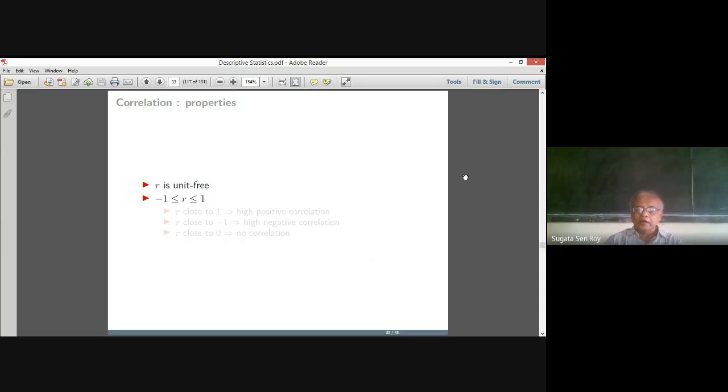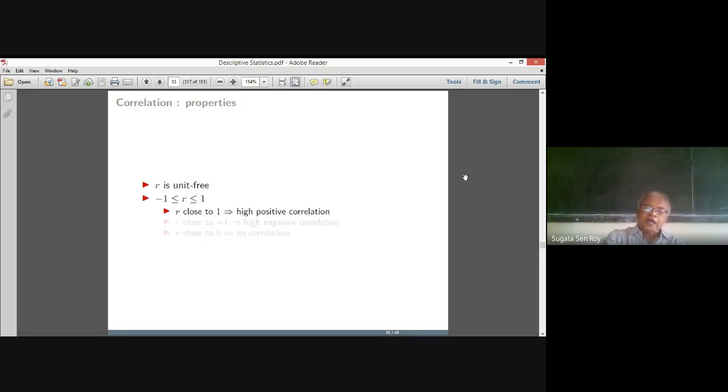Now, the important thing is, if R is close to 1, then we say there is a high positive correlation. If R is close to -1, then we say it's a high negative correlation. And if R is close to 0, we say there is no correlation.